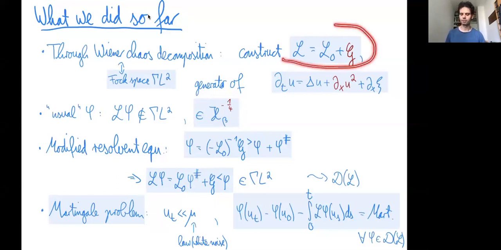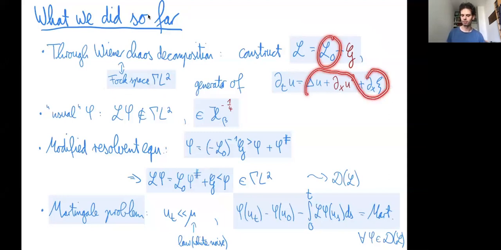And then we constructed the generator of this KPZ equation as an operator mapping to distributions on the Fock space. So this was given as L0, which is this thing here, the linear part of the dynamics, and then the G, which is associated to the KPZ part of the dynamics.